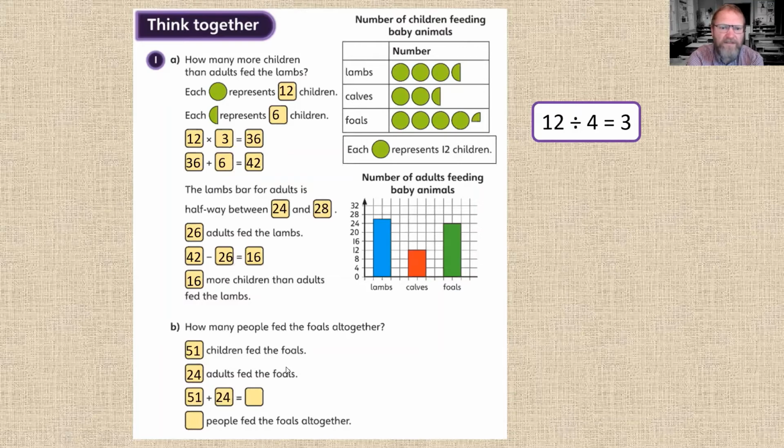So we add those together. 1 plus 4 is 5. 50 plus 20 is 70. So the answer is 75. So 75 people fed the foals altogether.